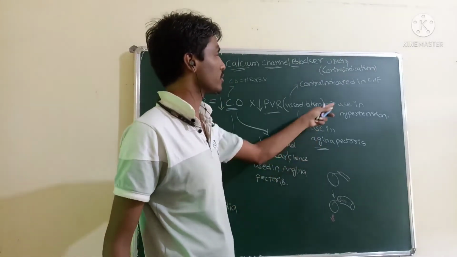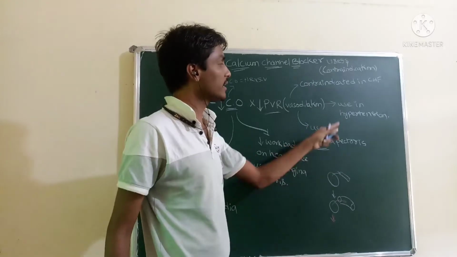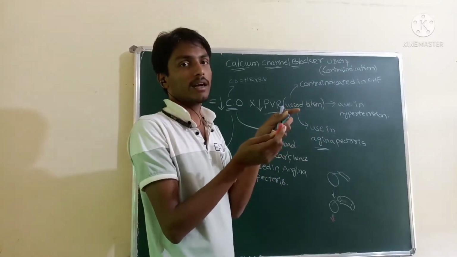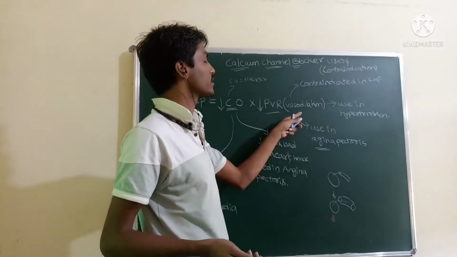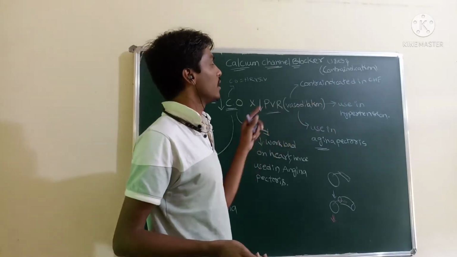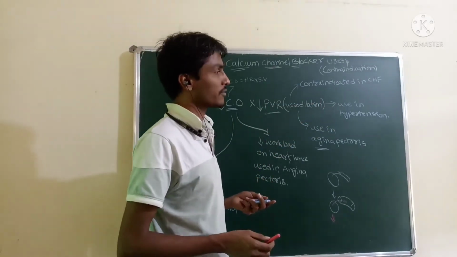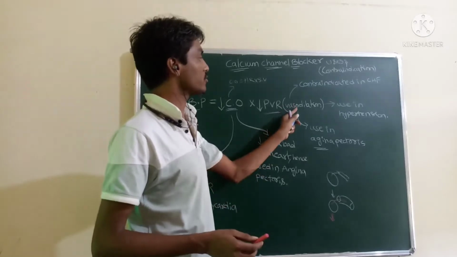In hypertension, the blood vessel gets constricted. We need to dilate the blood vessel. Hence, we can use it in the treatment of hypertension. But in congestive heart failure, vasodilation is contraindicated.